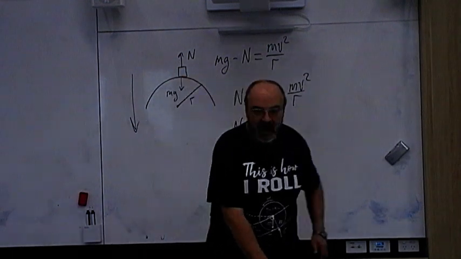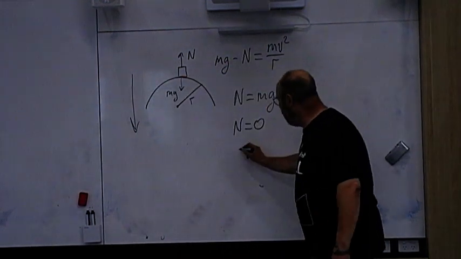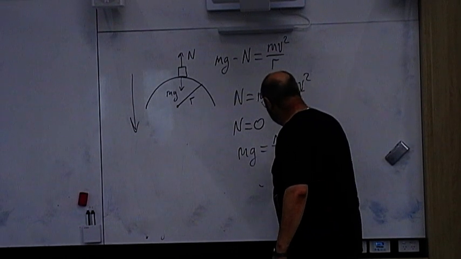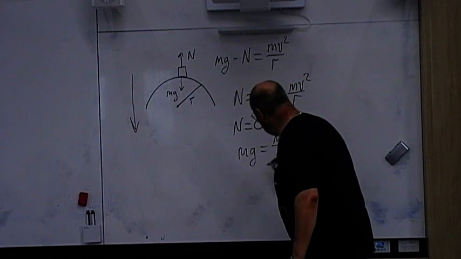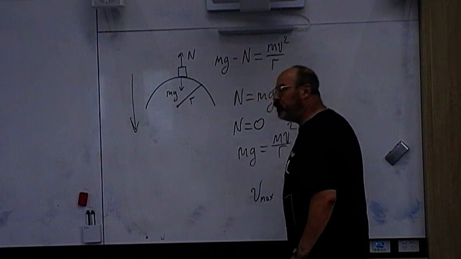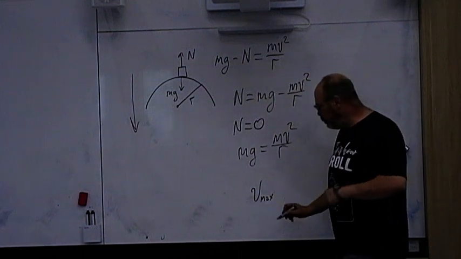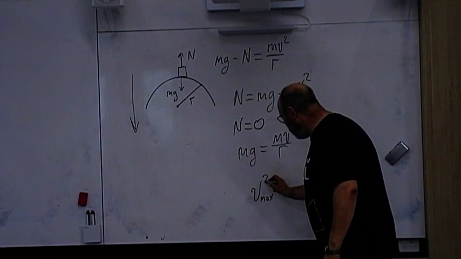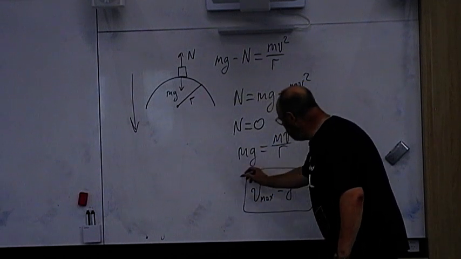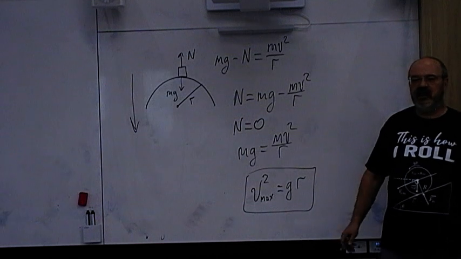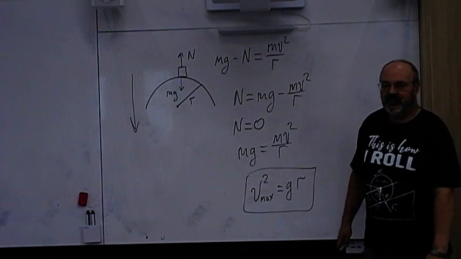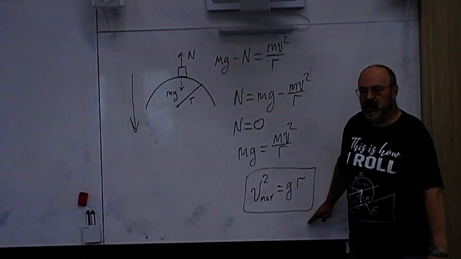So N equals 0, we get mg equal mv squared on r. Mass cancels out and we get the maximum speed with which you can safely go over the bridge: v max squared equals gr. So that's the maximum speed. If you move faster than that, you fly. Make sense how we got this?